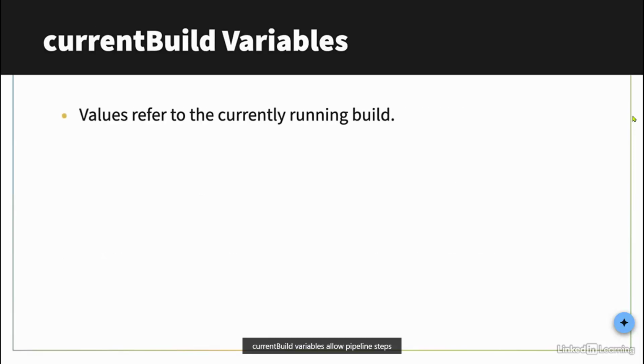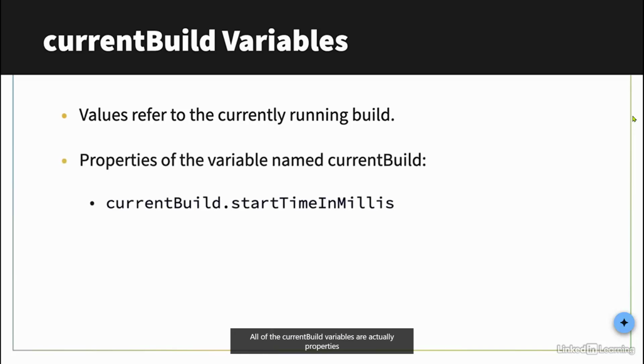Current build variables allow pipeline steps to reference the state of a build while it's running. This can be useful for dynamic operations that need to do something specific based on a previous step or a certain status in the build. All of the current build variables are actually properties of one variable named currentBuild. Please note that this variable is case sensitive. It starts with a lowercase c and the B in Build is capitalized.